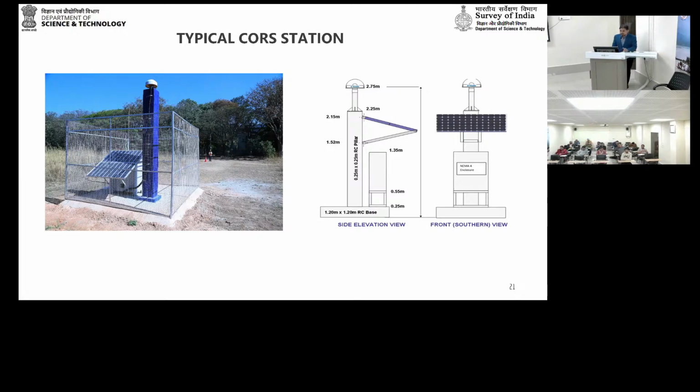The base is approximately 1 to 3 meters below the ground, and there is a pillar approximately 2.4 meters in height, and there is an antenna mounted at the top, and there is a solar panel also. We do the fencing. Power connection is provided either by solar, or by a separate power connection, or through DC also there.